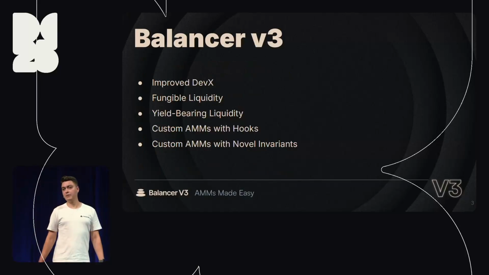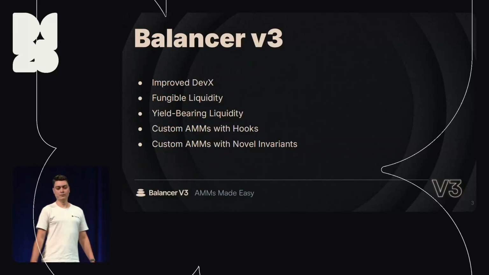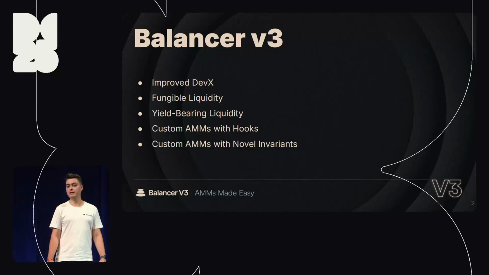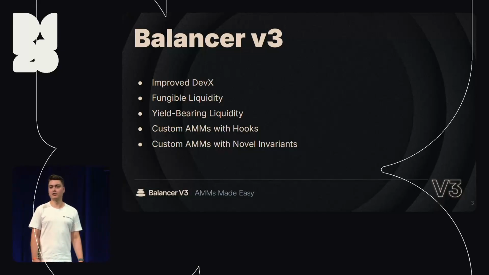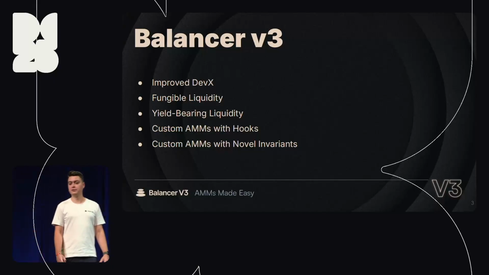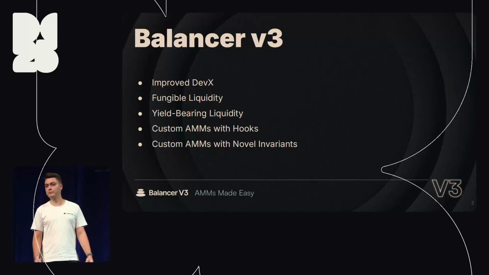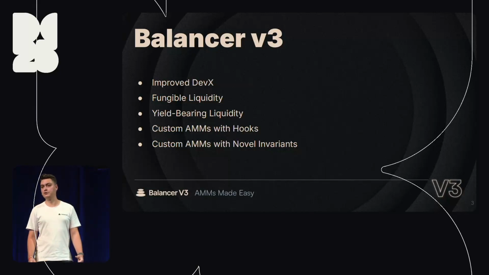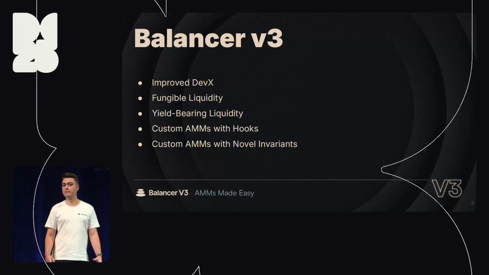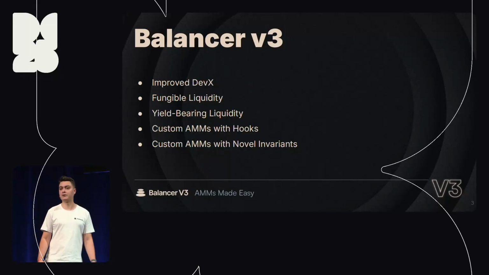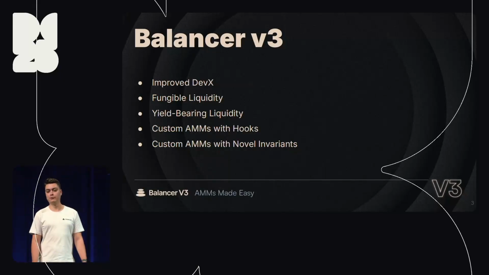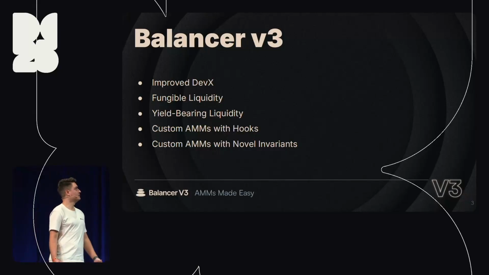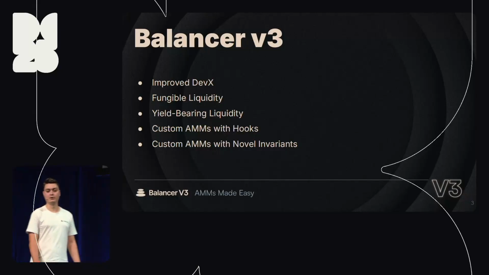And finally, Balancer V3. We switched it to be this platform for programmable liquidity, but we still saw a lot of room for growth. So on Balancer V3, we focus on improvement of the developer experience. We double down on fungible liquidity because that's our main client or main customer at Balancer, and we focus on yield-bearing liquidity. Again, bringing back the boosted pools, which I just talked about.